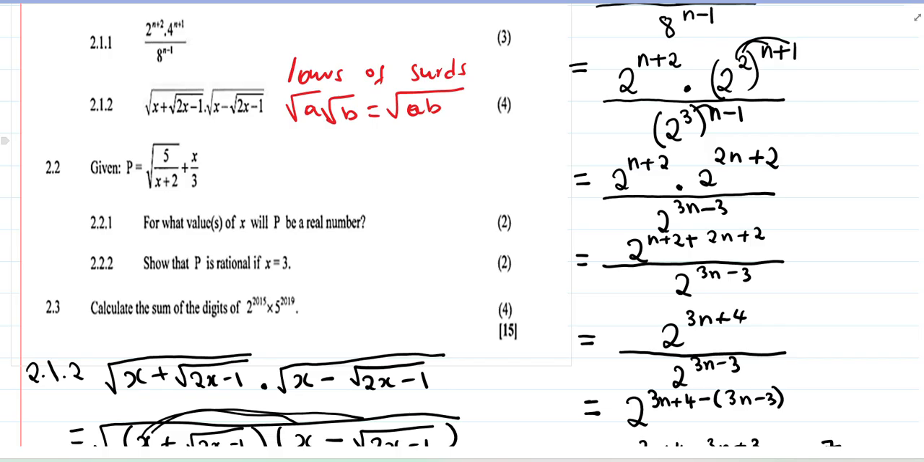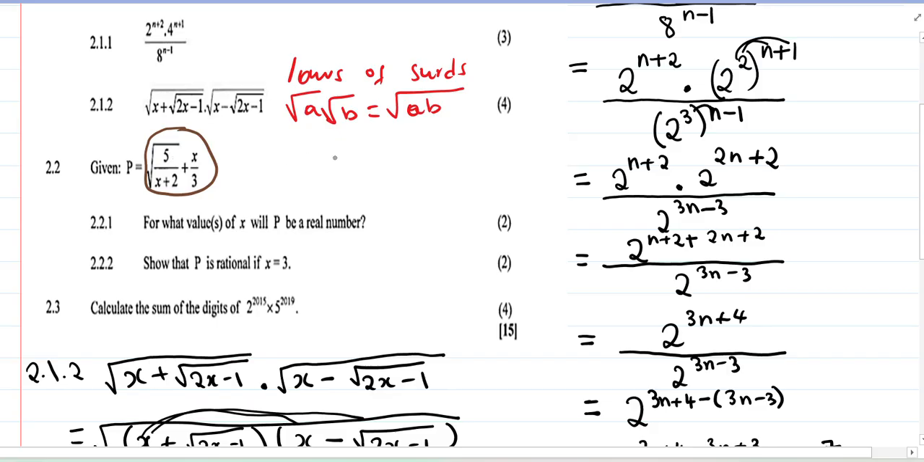We are now moving on to question 2.2. It says given p is equivalent to the square root of 5 over x plus 2, plus x over 3, and then 2.2.1 says for what values of x will p be a real number. So before we try to answer the question, let us take a look at p. What is p? P is the whole of this equation.